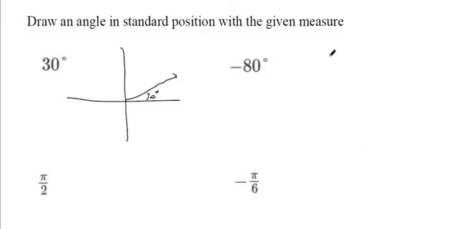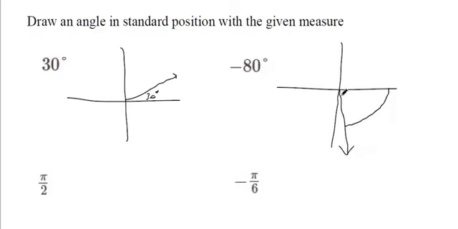And so negative 80 degrees, if it's negative, that just means you go backwards. You go clockwise instead of counterclockwise. So here's my initial side. Negative 80 means I'm a little bit shy of a full 90-degree rotation. So this is roughly negative 80 degrees.